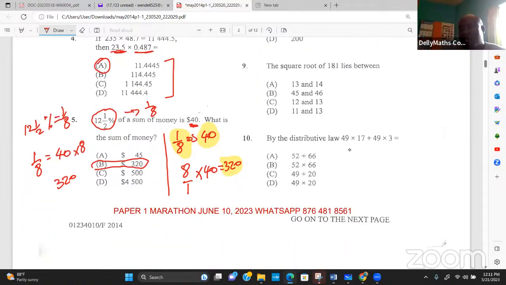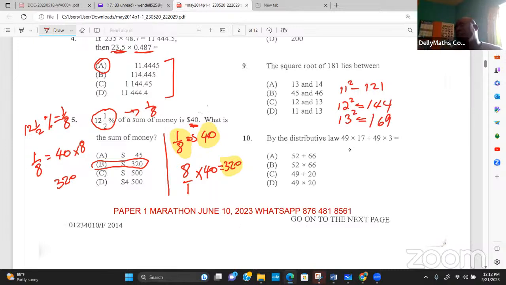Number 9, the square root of 181 lies where? As you could see, we have to know some little things that you want to know. So the square root of 181 lies where? You want to quickly check out some things here. 11 squared gives you 121, 12 squared gives you 144, and by the time you reach 13 squared, that is 169.